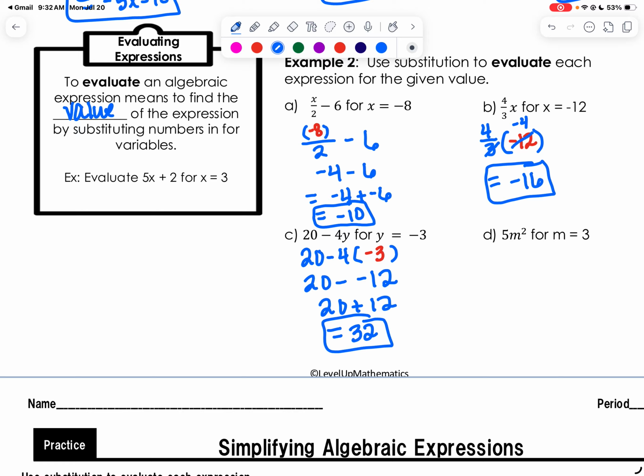All right, problem D. 5m squared for m equals 3. So replace the variable with parentheses. So 5 times parentheses squared, substitute in the 3. Now again, we have to follow our order of operations, which says we do exponents before we multiply. So 3 squared is the same thing as 3 times 3. So 3 squared would be 9. Then you can multiply. 5 times 9 is 45. And that concludes today's lesson, Simplifying Algebraic Expressions.